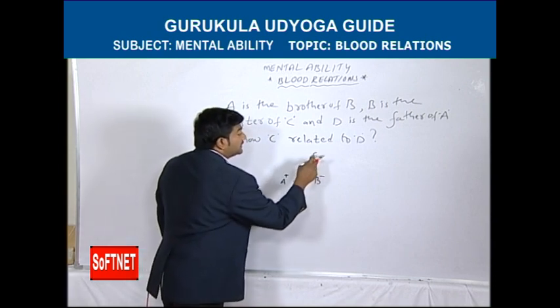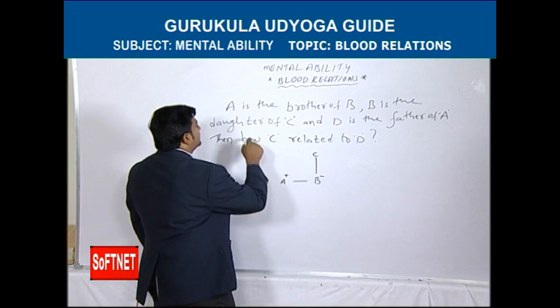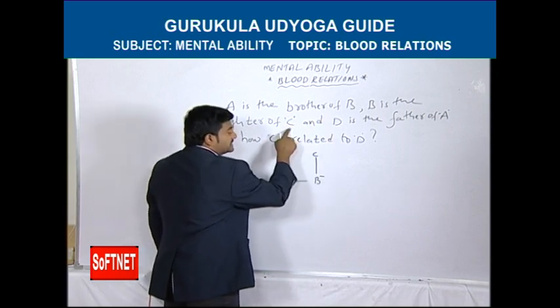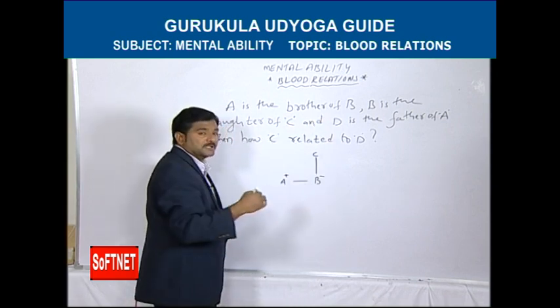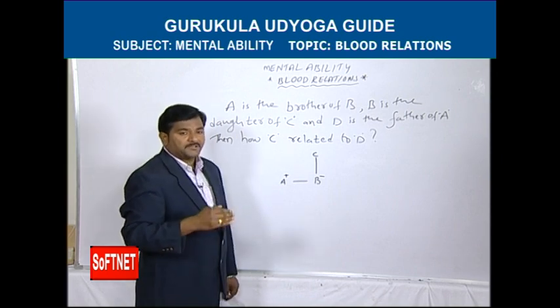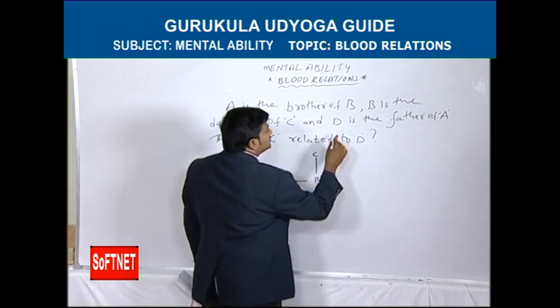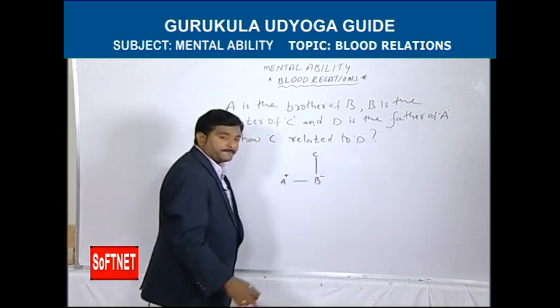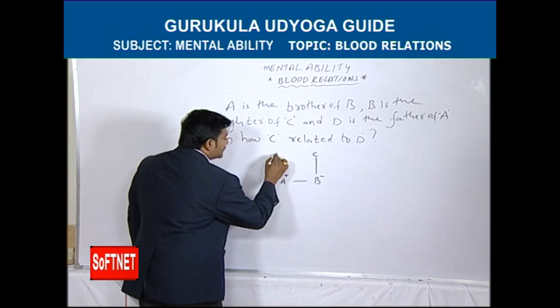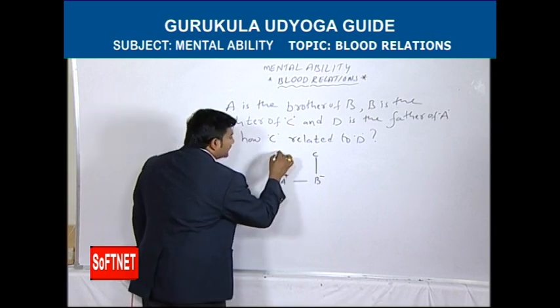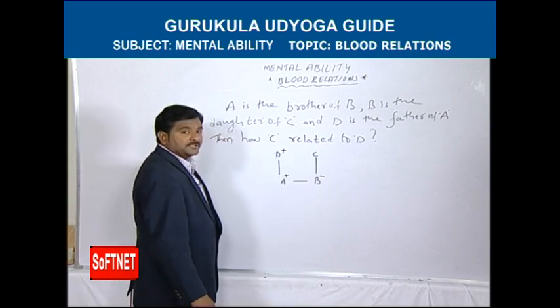I don't know about C's gender, because all that is mentioned here is that B is the daughter of C. B is the daughter of C means C is simply a parent. He may be a father or a mother, that we cannot predict. Okay, now go to the last sentence. D is the father of A. Since D is the father, he is male gender.